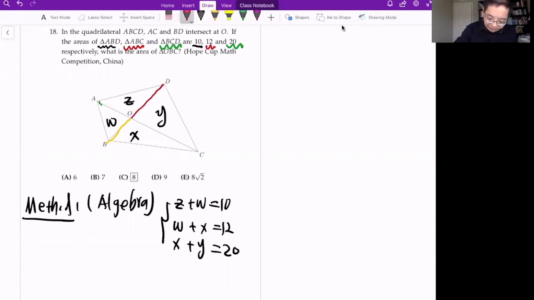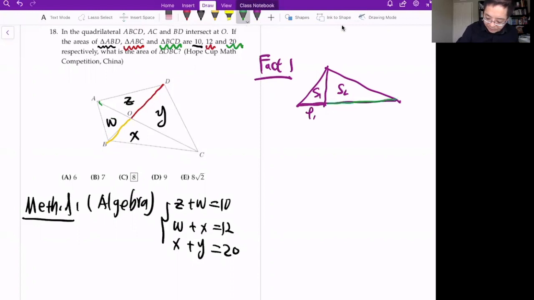Let's recall the fact, fact 1. Suppose I have 2 triangles, with areas S1 and S2. This length is L1 and this length is L2. They share the same height, right? For this case, this is the same height. So we have the area S1 over S2 equals L1 over L2, right? Okay, so that's what we have.